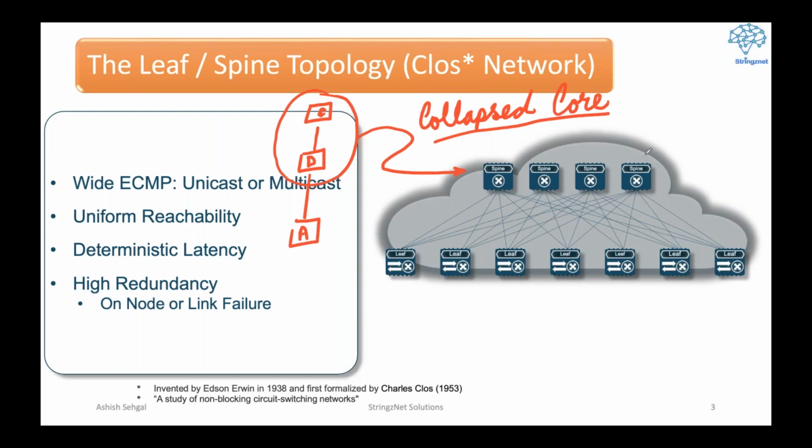So we have just two layers in case of VXLAN topology. The upper layer switches are known as spine switches, and lower layer switches are known as leaf switches. No east to west connectivity, only north to south connectivity allowed.